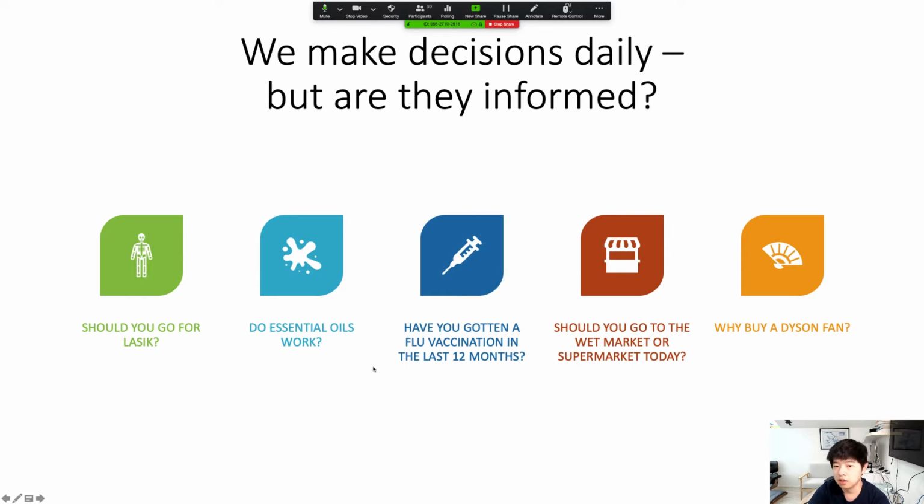Okay, so how many of you actually consider going for LASIK? You're considering going for LASIK at some point? Anyone? I see one, two, three. Okay, so I see three students considering going for LASIK. Okay, so we'll talk about that later if we have time.